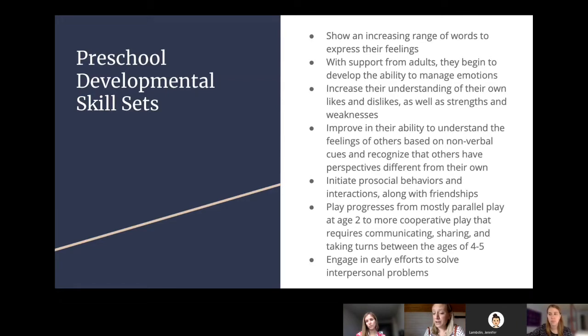They begin to initiate prosocial behaviors and interactions, and their play progresses from mostly parallel play at age 2 to more cooperative play that requires communicating, sharing, and turn-taking between the ages of 4 and 5. And because they're starting to engage in more cooperative play, they're also engaging in early efforts to solve interpersonal problems, but often still requiring that adult support for those types of conflicts.